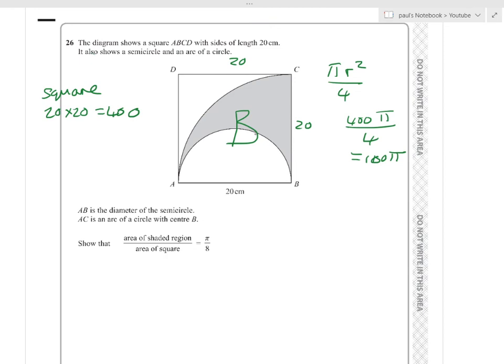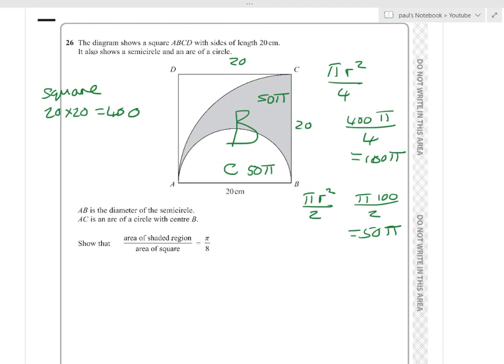Now, the area of this bit here, or C, is going to be pi r squared divided by 2. The radius is 10, so it's going to be pi times 100 divided by 2, which equals 50 pi. Yeah, I've got that. So this is 50 pi, that's 100 pi. So that means that must be 50 pi. That must be 50 pi.